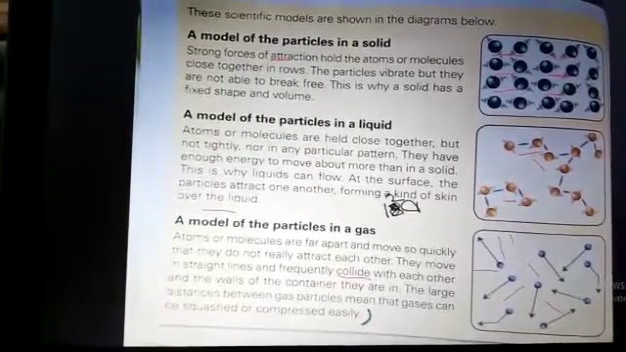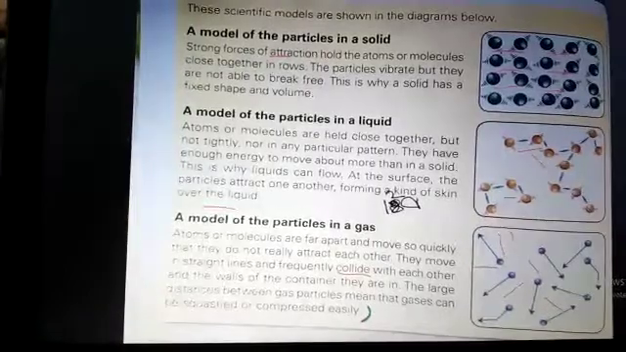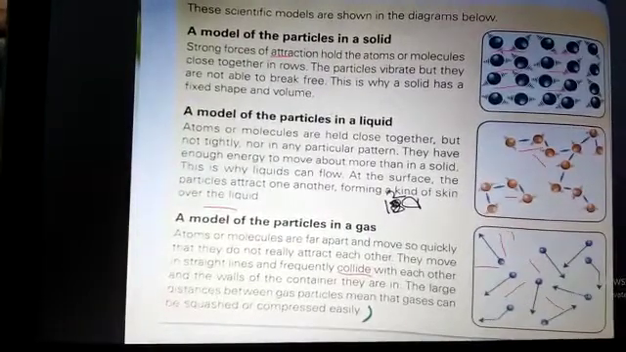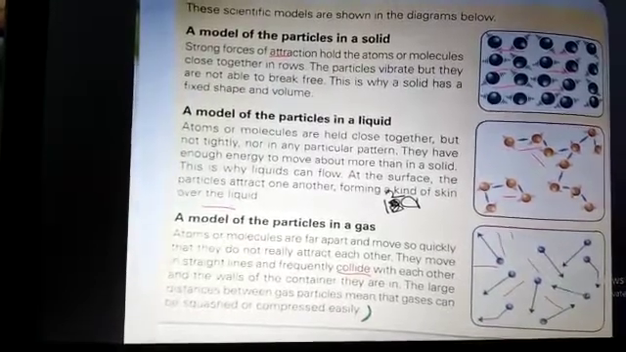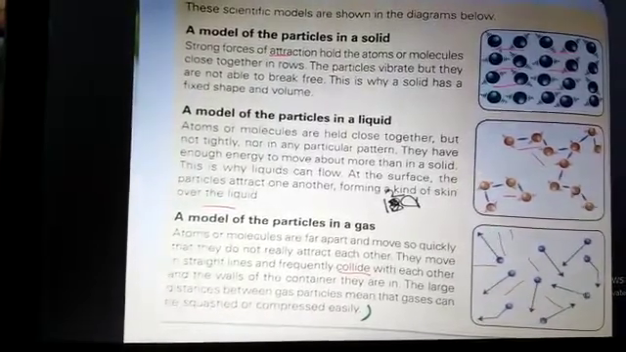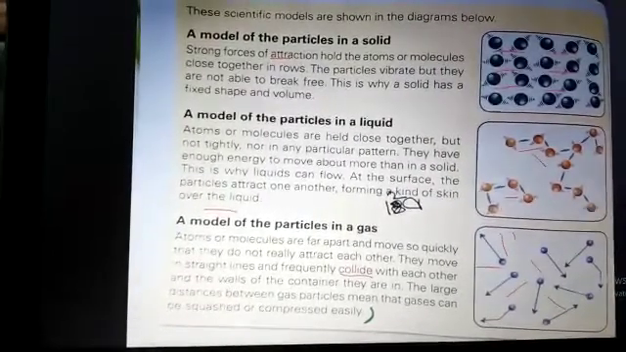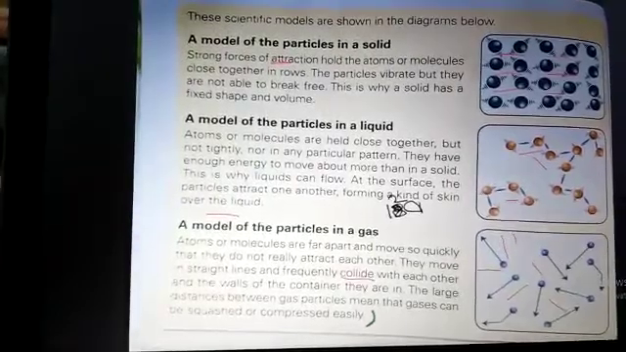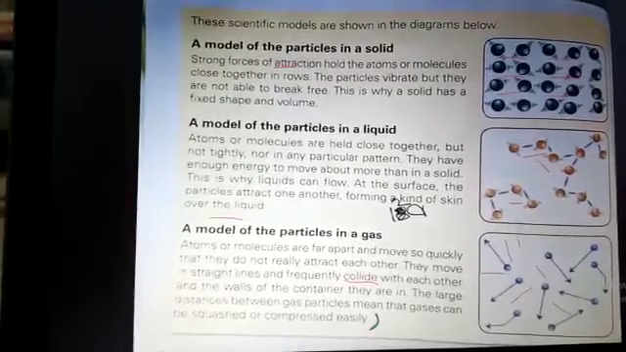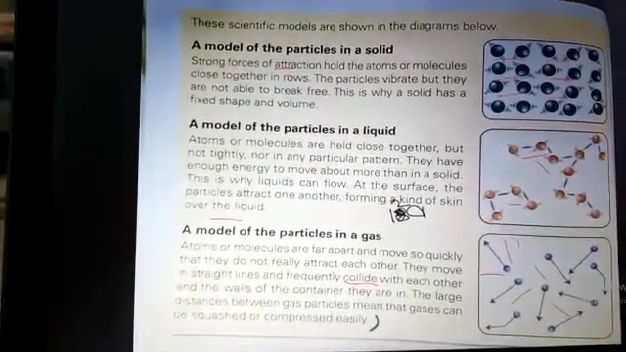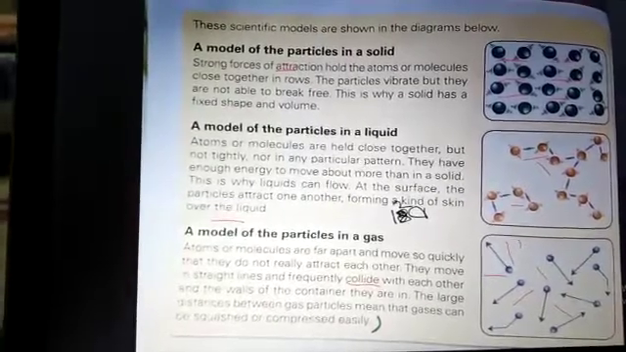You can see in this diagram, these are the solid particles and they are joined with one another by the force of attraction. So that is why solids have a strong force of attraction and a definite shape. Why? Because solid particles are joined with one another by the force of attraction.